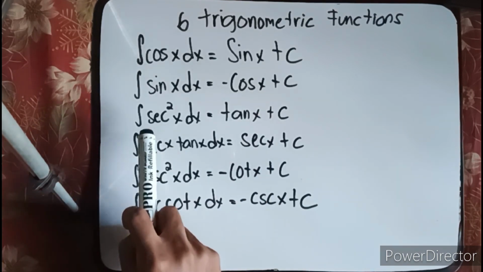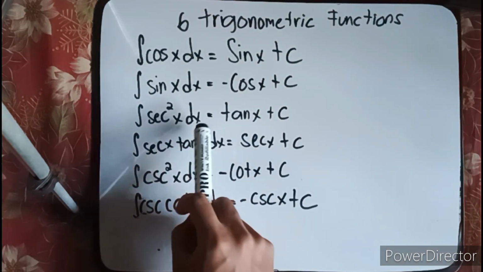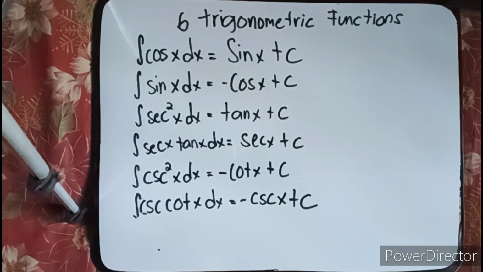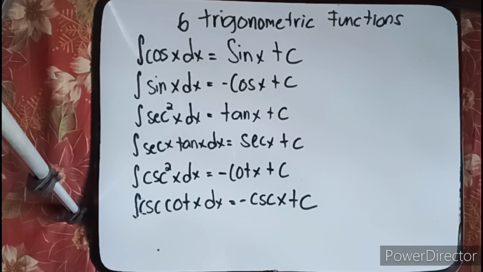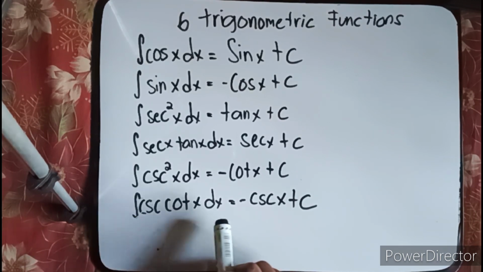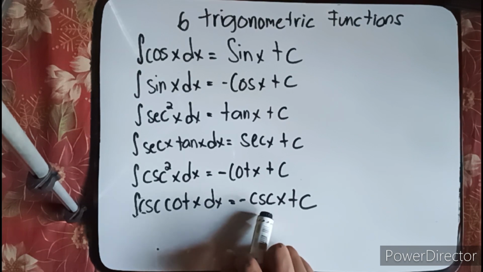And the antiderivative of secant squared x dx is equal to tangent x plus c. Then the antiderivative of secant x tangent x dx is equal to secant x plus c. And the antiderivative of cosecant squared x dx is equal to negative cotangent x plus c. And lastly, the antiderivative of cosecant x cotangent x dx is equal to negative cosecant x plus c.